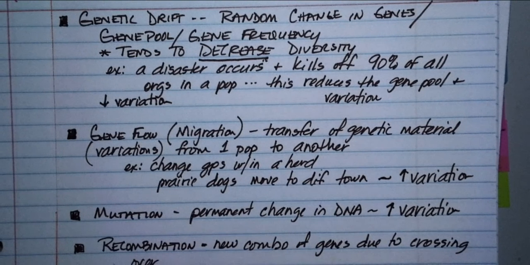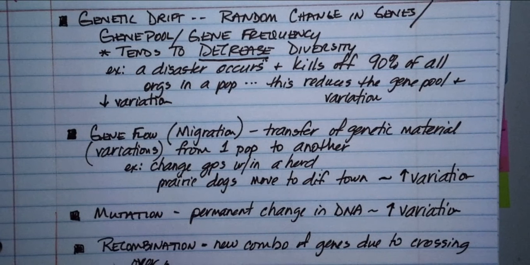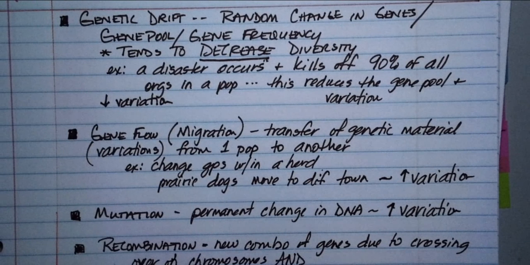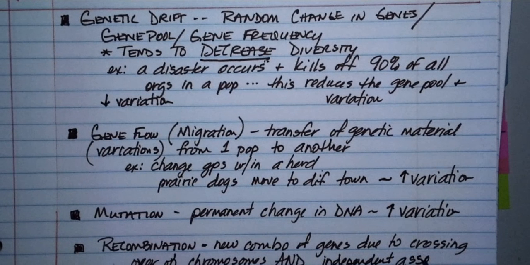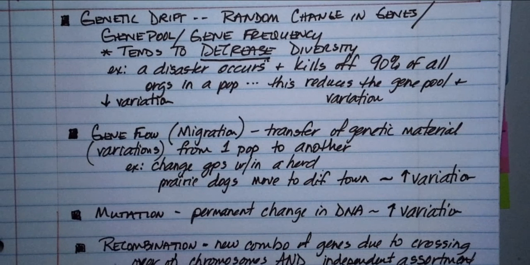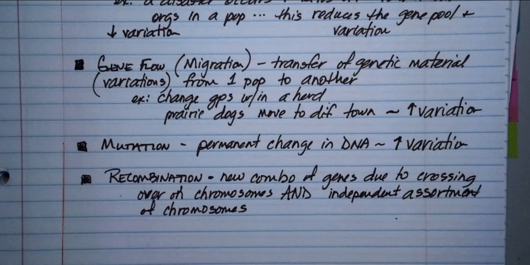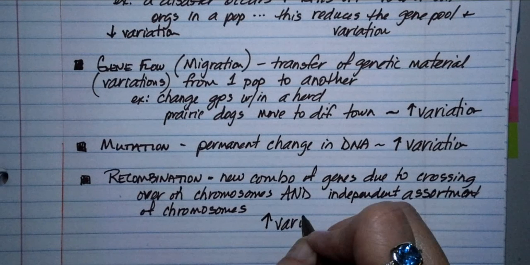So the crossing over on chromosomes. And independent assortment of the chromosomes. Sorry. So again, this is going to increase variation. Again, I'm going to put the word diversity here. Diversity and variation, they're the same basic thing.